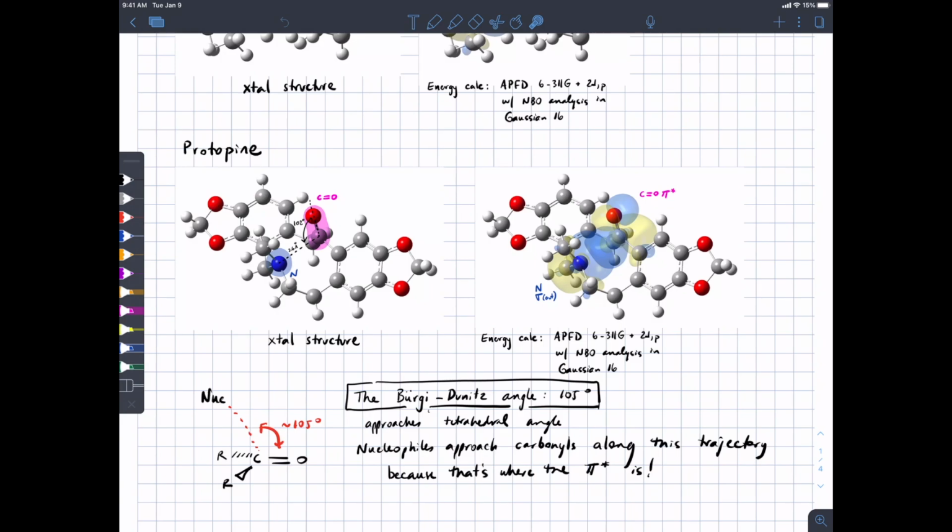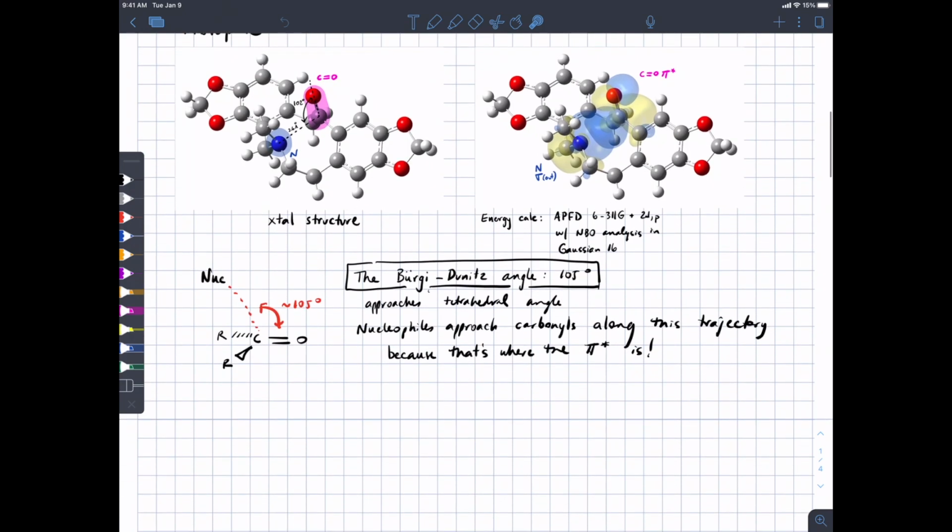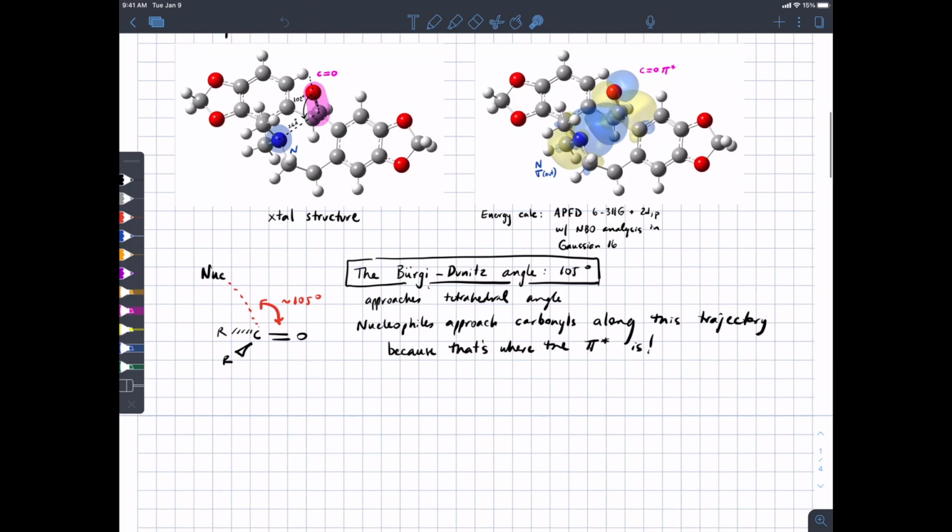When we talked about the n to pi star interaction, back when we talked about non-covalent interactions, the fact that one of the atoms was at the Bürgi-Dunitz angle with respect to a carbonyl was evidence that there was something going on there with the orbitals. Okay, anything you want to ask about that?